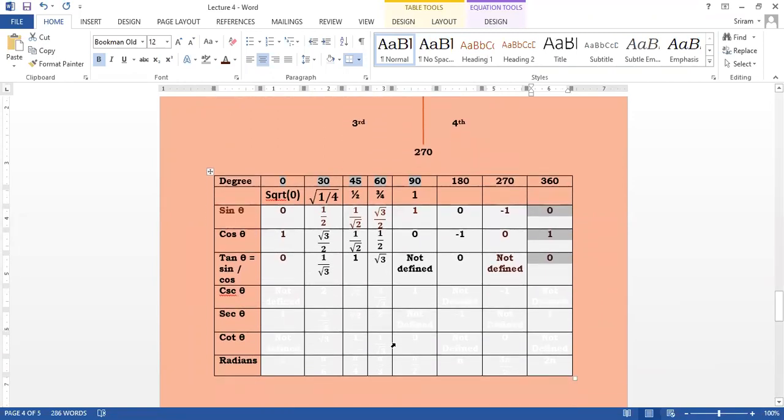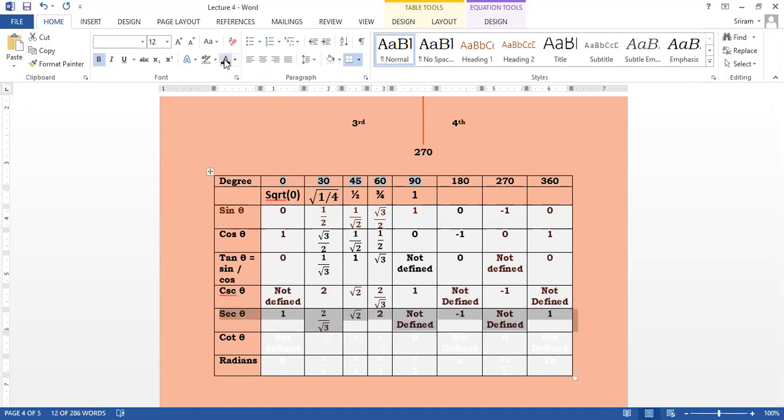Using this, we can find all the other remaining 6 angles, because cosecant theta is nothing but 1 by sine theta. So I am going to take just the opposite of sine theta. 1 by 0 is not defined. 1 by 2, I am going to take the opposite. This will become 2. 1 by root 2, I am going to take the reciprocal. This will become root 2. Root 3 by 2, I am going to take the reciprocal. This will become 2 by root 3. This is 1. 1 by 0 not defined. Minus 1, not defined.